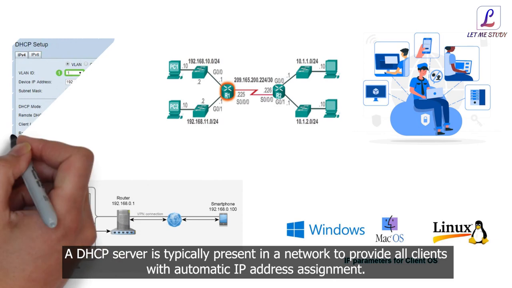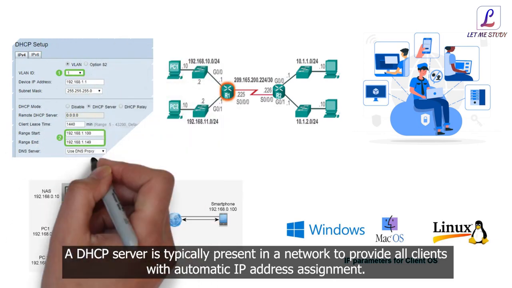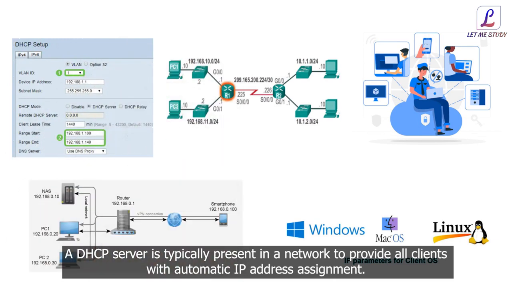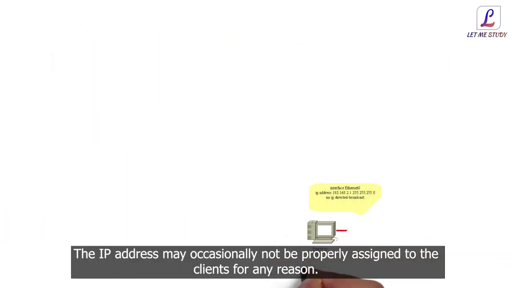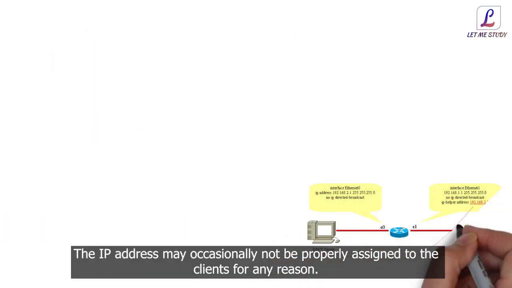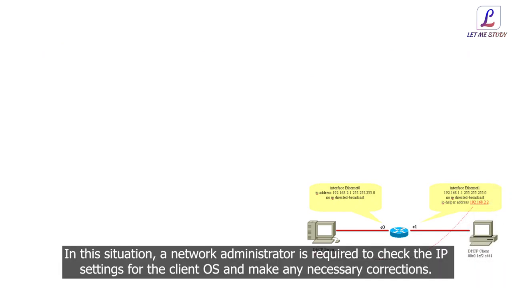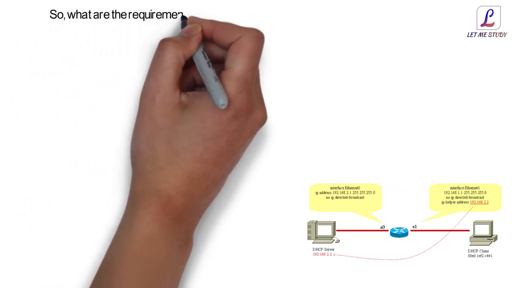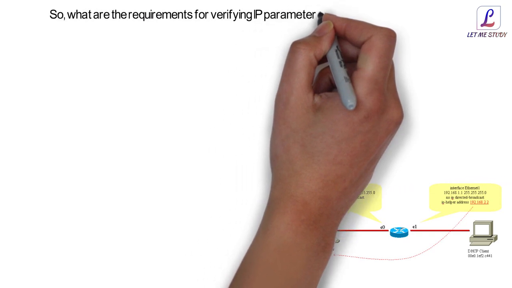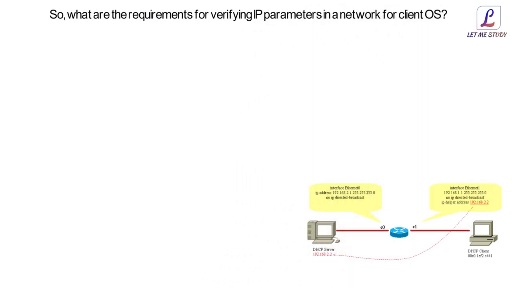A DHCP server is typically present in a network to provide all clients with automatic IP address assignment. The IP address may occasionally not be properly assigned to the clients for any reason. In this situation, a network administrator is required to check the IP settings for the client OS and make any necessary corrections. So, what are the requirements for verifying IP parameters in a network for client OS?